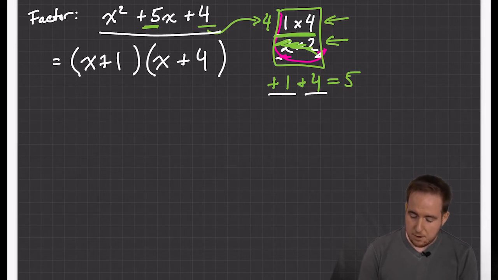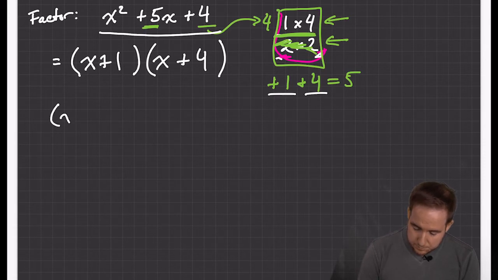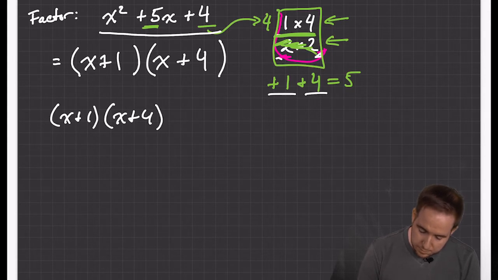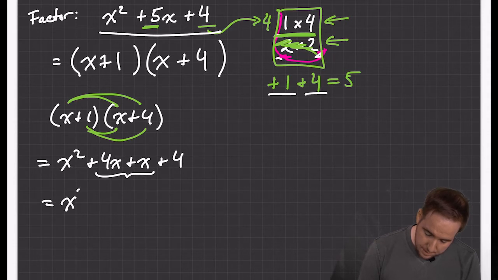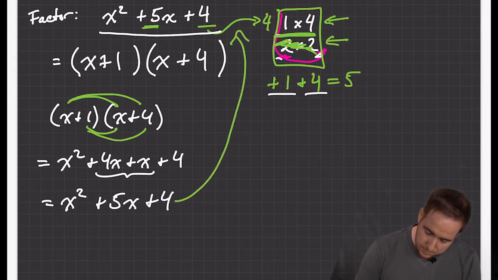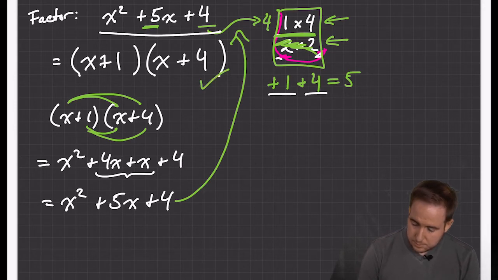So this has now been factored. By the way, if you weren't sure if you were right, give this question to somebody who was just learning the distributive property and see what they do. X times x, x squared, x times 4 plus 4x, 1 times x plus x, 1 times 4 plus 4. Two like terms in the middle, x squared plus 4 plus 1 is 5x plus 4, and you get back the same thing, so you know that this was right.